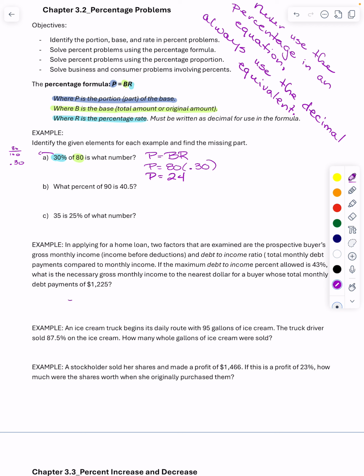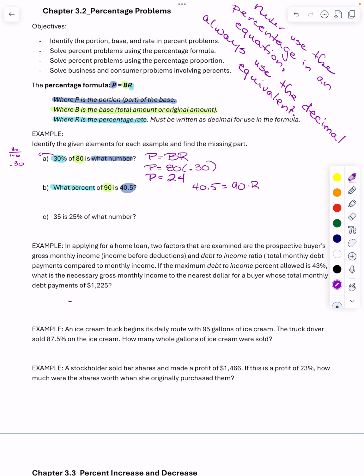B, notice that B is asking what percent. That's what we're trying to find. Okay, I've got the "of 90". What percent of 90? So 90 is my total. And this time it gives me the part, 40.5. So as I set this up, my part is 40.5. That is 90 times whatever our percentage is.